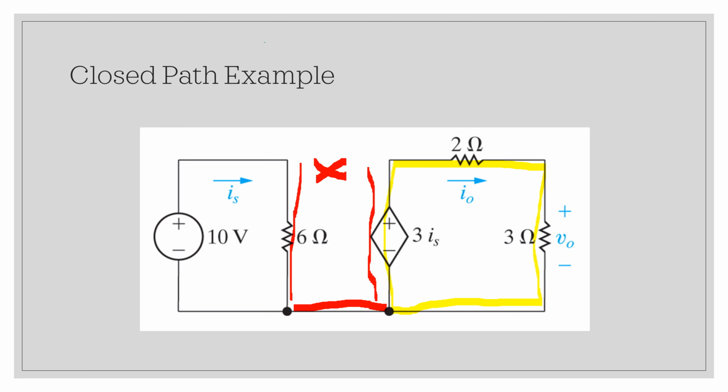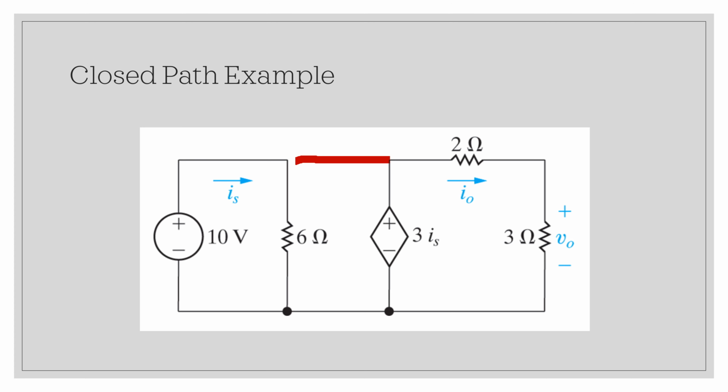Well, let's erase all this. Why is the middle section not closed? Because there's nothing to close it here. We can redraw this circuit.